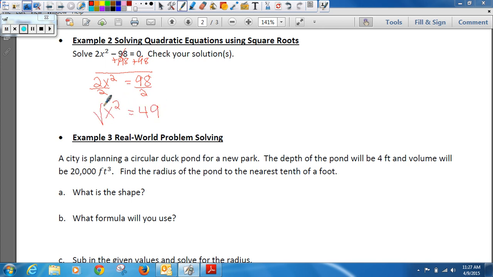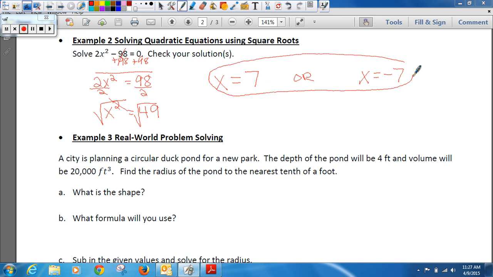The opposite of squaring something is to take the square root. So I end up with x equals the square root of 49. Remember, a square root problem always has 2 answers, both the positive and the negative. So my answer here would be x equals 7 or x equals negative 7, because both of those squared give you 49. It wants us to check our solutions. This time we have 2 solutions, so that means if we were to graph it, it would cross the x-axis at 2 places.